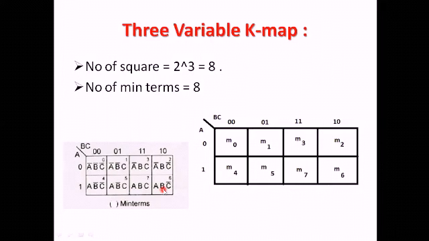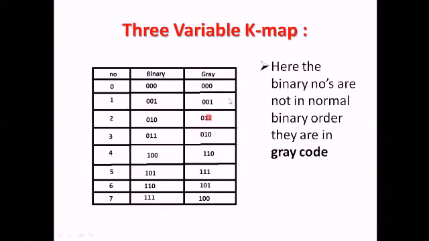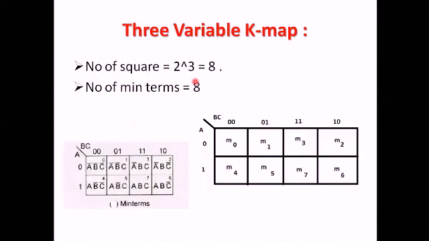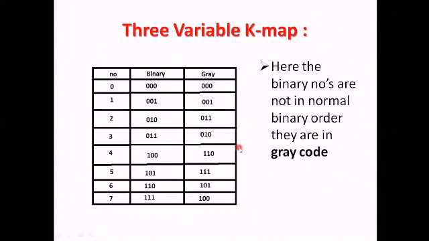Now let us move to the next slide. Now see, these are the 3 variable K-maps. These are all the numbers, this is the binary and this is the gray code. Now look here, already you have seen the 3 variable K-map, let us go to the previous slide. All these are in the sequence of gray codes. Now this is the explanation of how we are doing this.